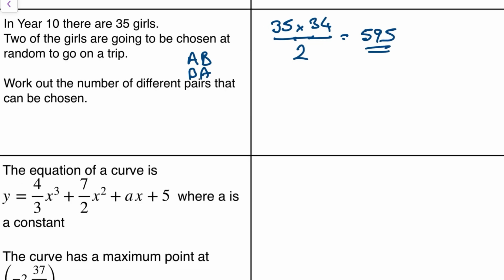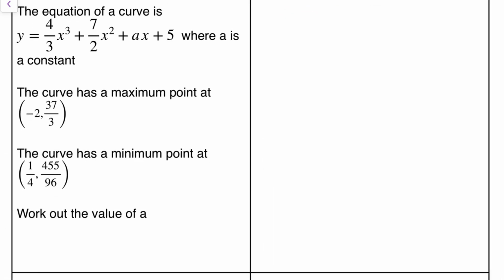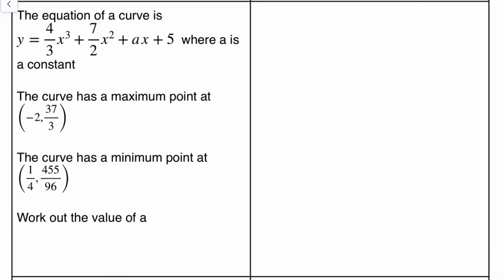Question done. Next question. In fact, no, actually, it's not the final question. The equation of the curve is this thing here. That looks horrible. Where A is a constant. The curve has a maximum point. The curve has a minimum point. Find the value of A. Okay. Now, as I often say, if nothing else, maximum, minimum, differentiate, get some marks. So I'm going to differentiate first.